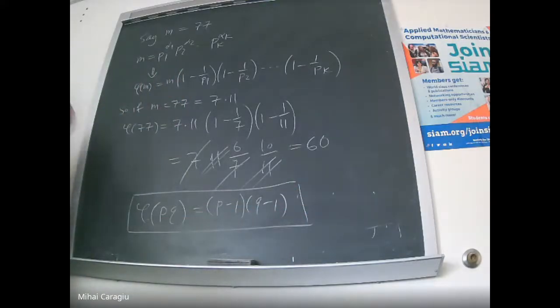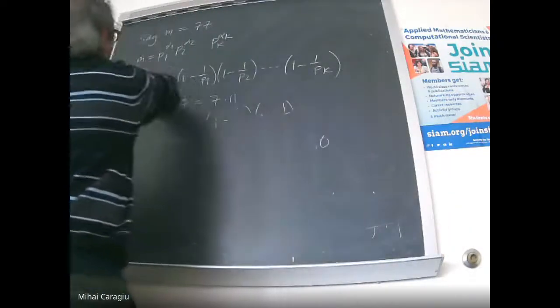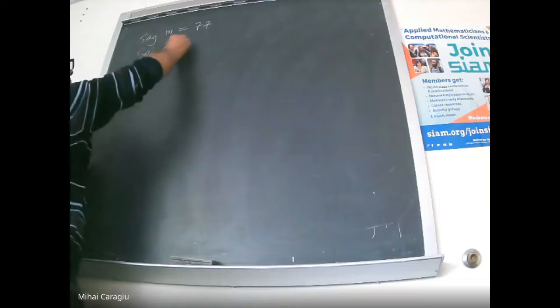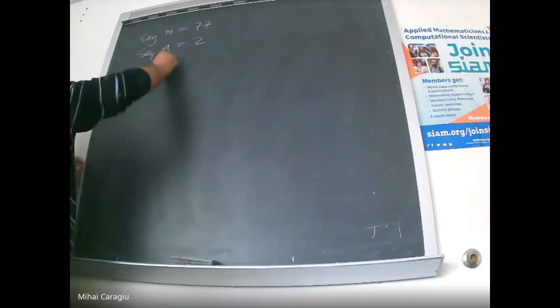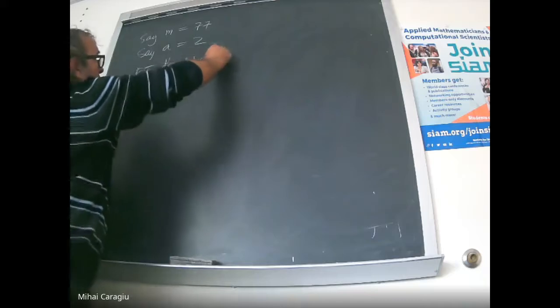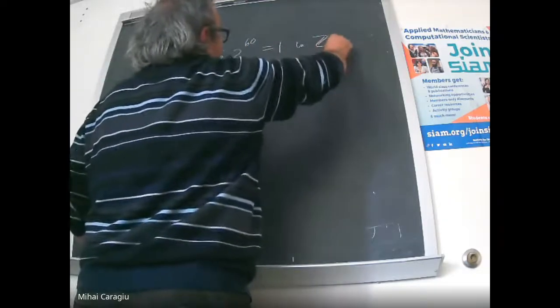Okay, so let's go back to this example. So phi of 77 is 60. Let's pick a number which has no common factor with 77. What's the smallest such number? Except 1, let's make it 2. So what does Euler's theorem translate into in this special case? 2 to the power 60 equals 1 in Z77.